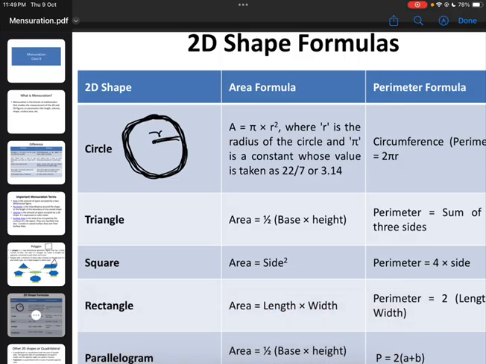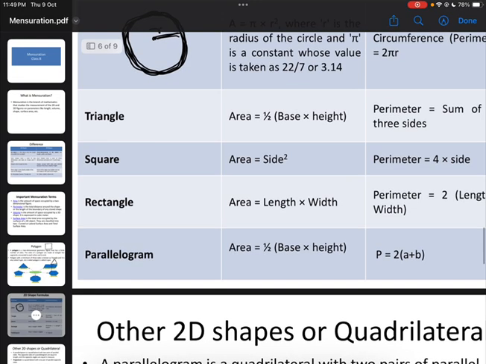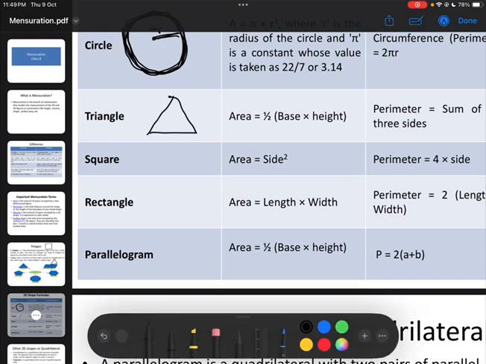Now triangle. Triangle area we will calculate by 1/2 into base and its height, and the perimeter is the sum of all its sides, a, b, and c. The total distance starting from here to here, and here, is known as its perimeter, which is calculated by the sum of 3 sides.